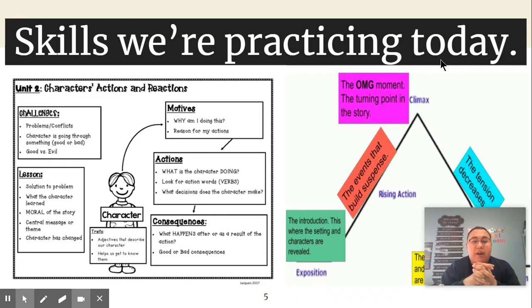So, when we talk about characters' actions, we think about what is the character doing? We look for those action words, those verbs, and we think about what decisions do these characters make. And because they make these decisions, what is the result? What is the consequence? Is it a good or a bad consequence? We can also think about why the character is doing those things, the reasons, problems and conflicts that the characters go through, and then also lessons, the solution to their problems, and knowing what the character learns.